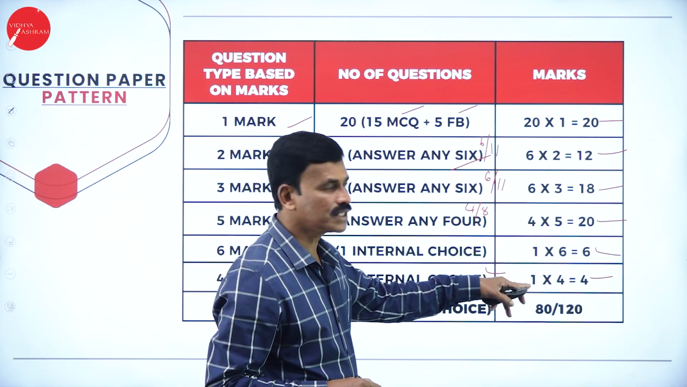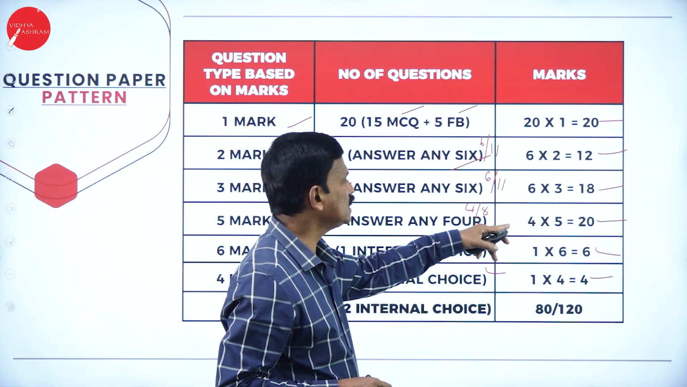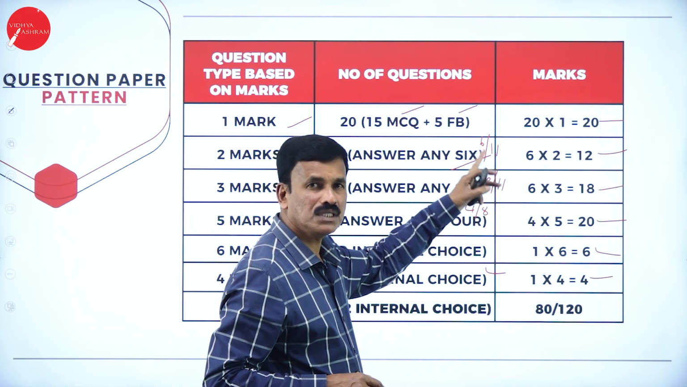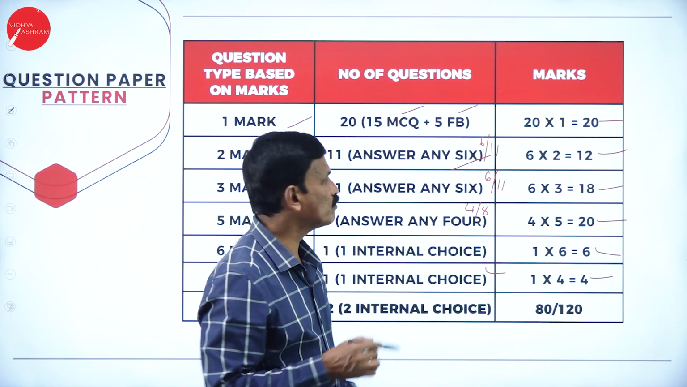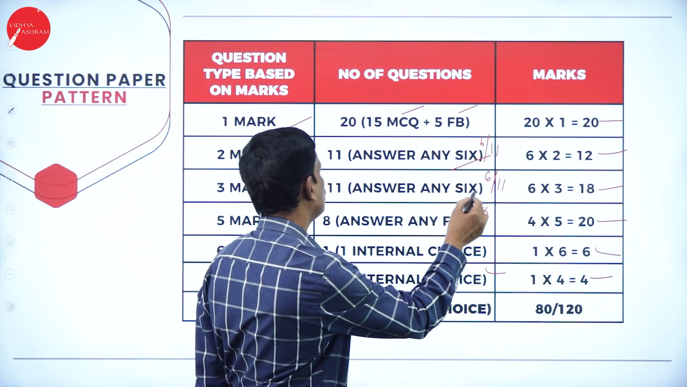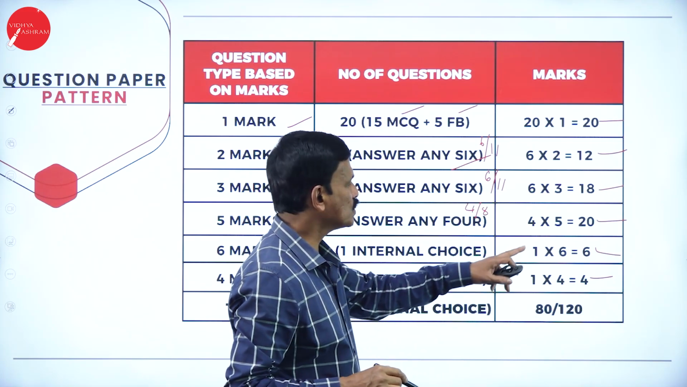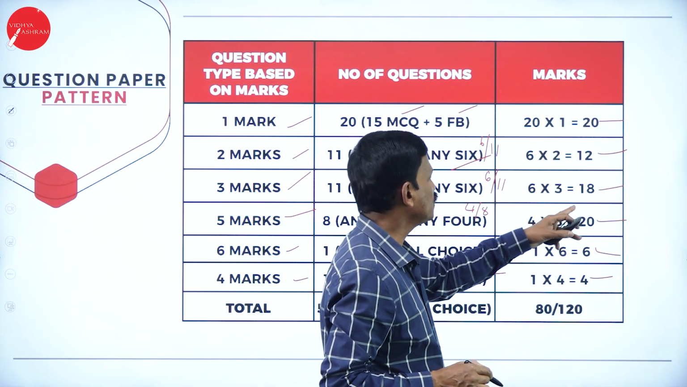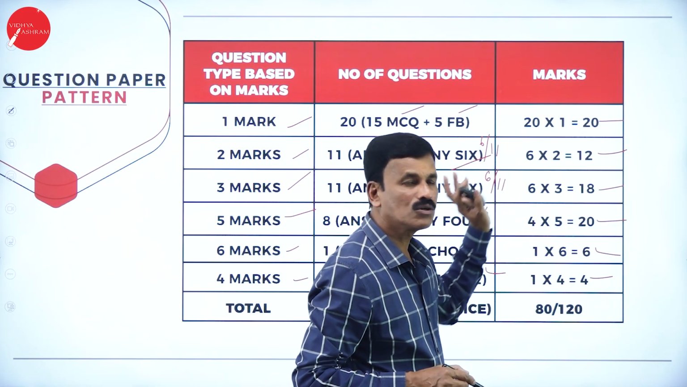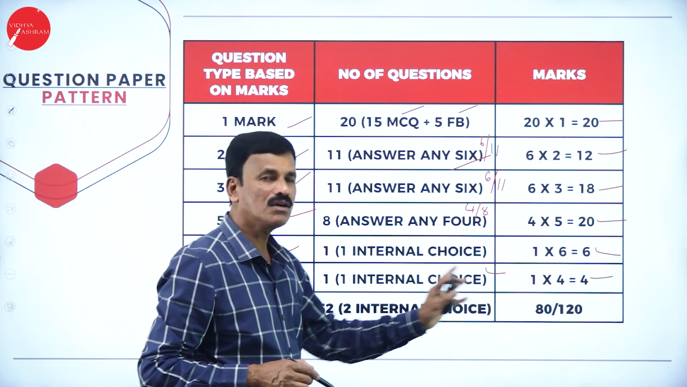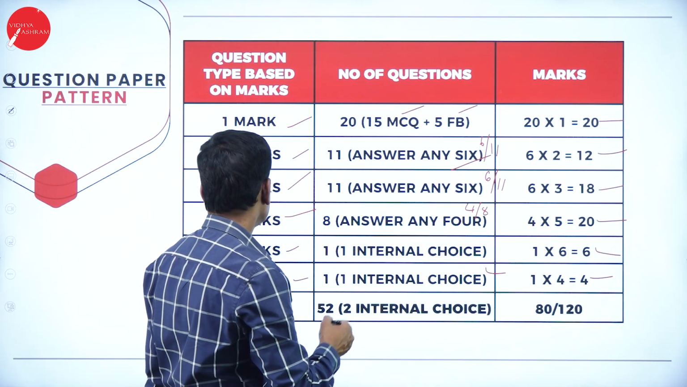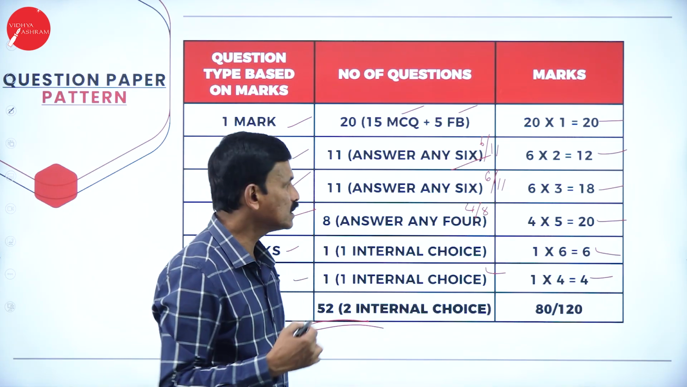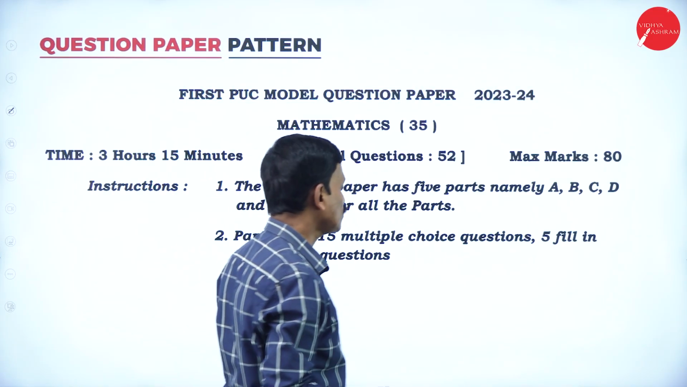So, this comes in part E, whereas 5 marks in part D, 3 markers in part C, 2 markers in part B, and 1 marker questions in part A. So part A, part B, part C, part D, part E. So 6 plus 4 is 10, plus 20 is 30, plus 20 is 50, plus 30 is equal to 80. So 80 out of 120. So 52 questions will be there, and 2 internal choice questions will be there.